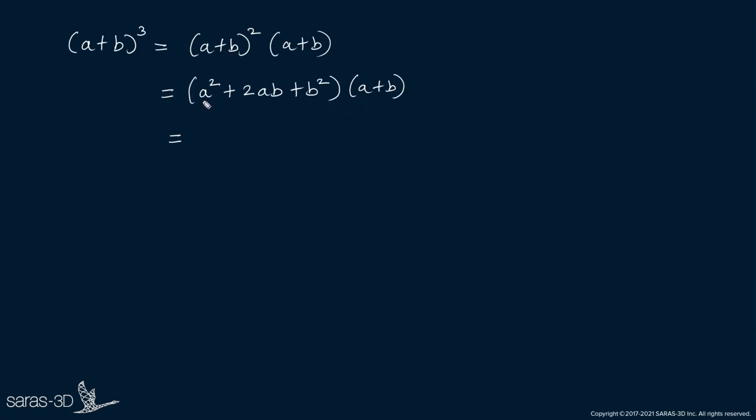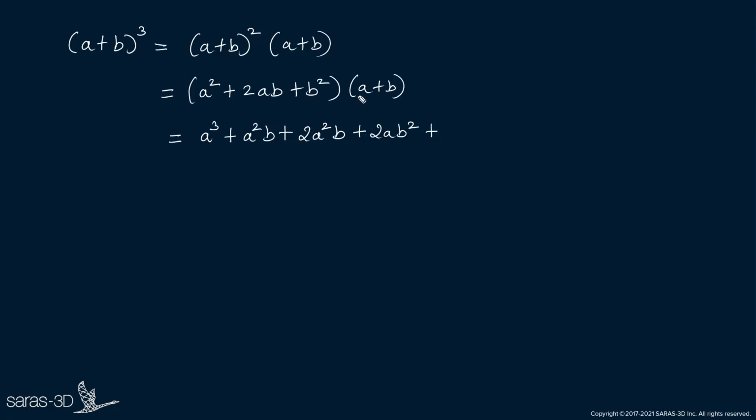So first of all, let us start with a square. So a square times a will be a cube. Now a square times b will be plus a square b. Now we will multiply 2ab with both of these terms one after the other. So it will become 2ab times a, so it will become 2a square b. Now 2ab times b will become 2ab square, right?